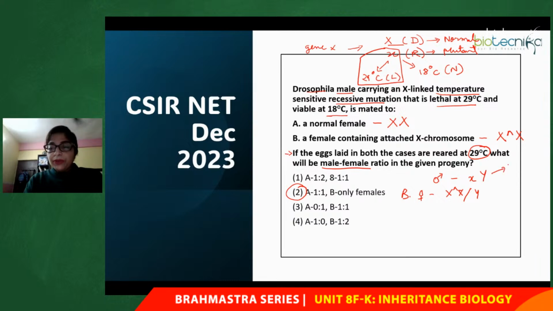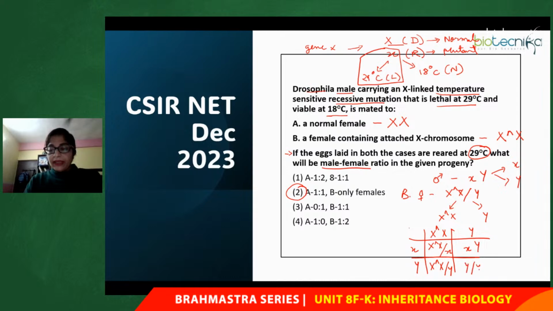So this individual will produce two kinds of gametes. This individual will also produce two kinds of gametes. So you can make a Punnett square here. Small x, capital Y. So what will be the genotype in this box? Attached X chromosome and the other one small x. Next one small x, Y. Here attached X chromosome and Y, and here Y and Y.